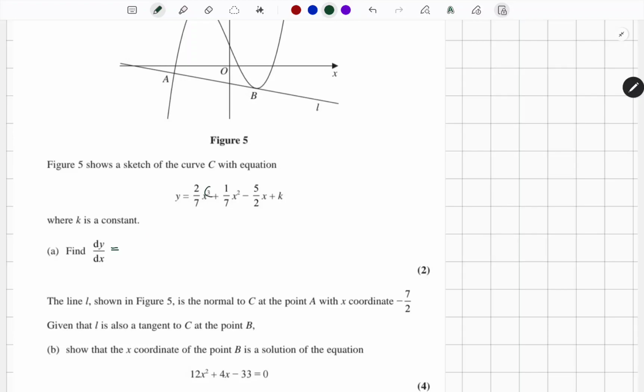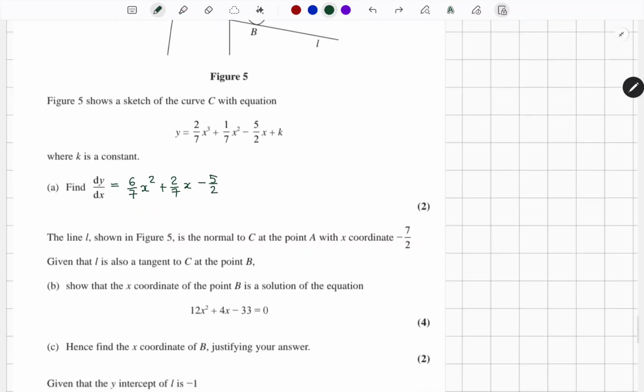So we know power of x goes down. 6 over 7 x to the power of 2. So the power of x becomes 1 less. Plus 2 goes down. 2 times 1 over 7 is 2 sevens, x minus. So x disappears, just 5 over 2, and k disappears. So that's it. It's a derivative, dy over dx.